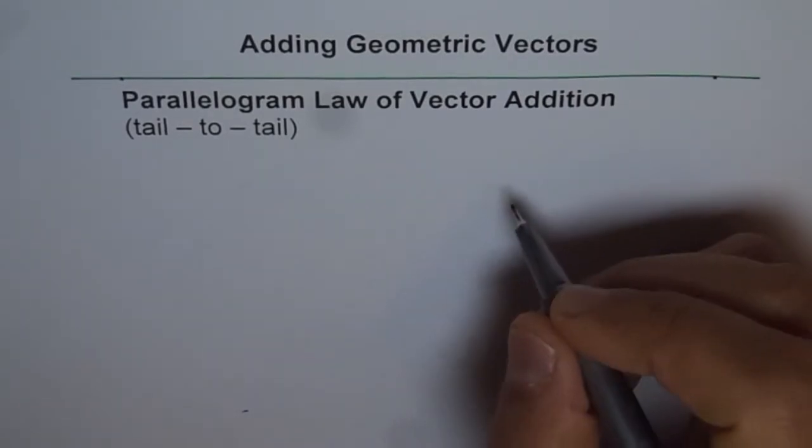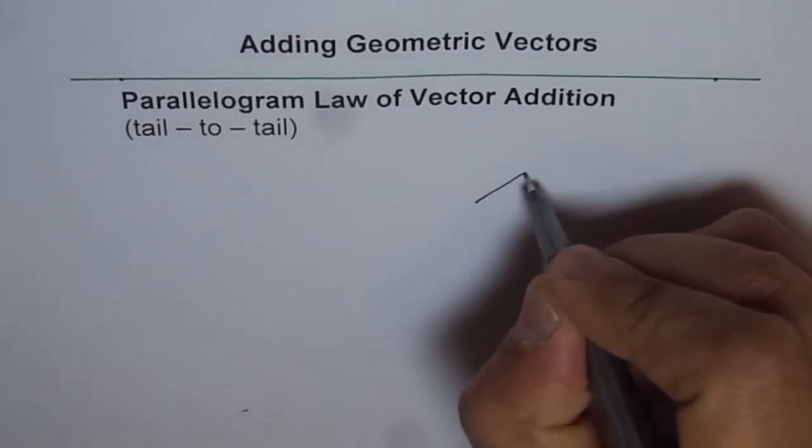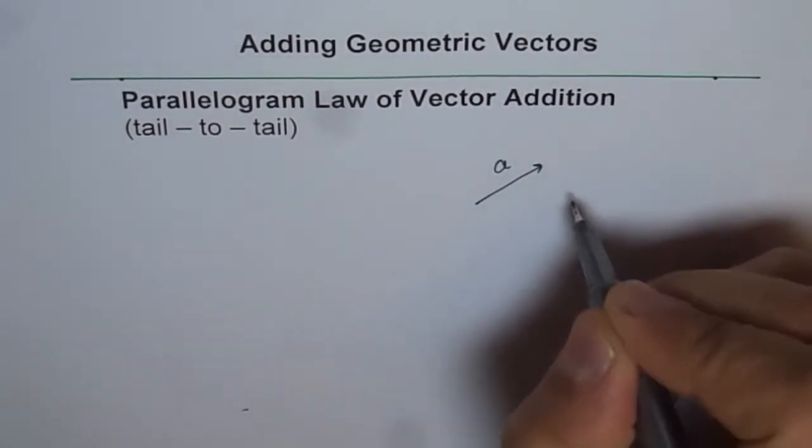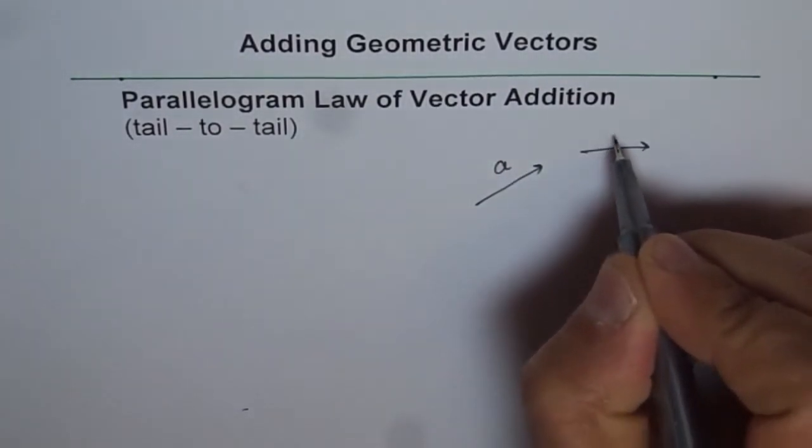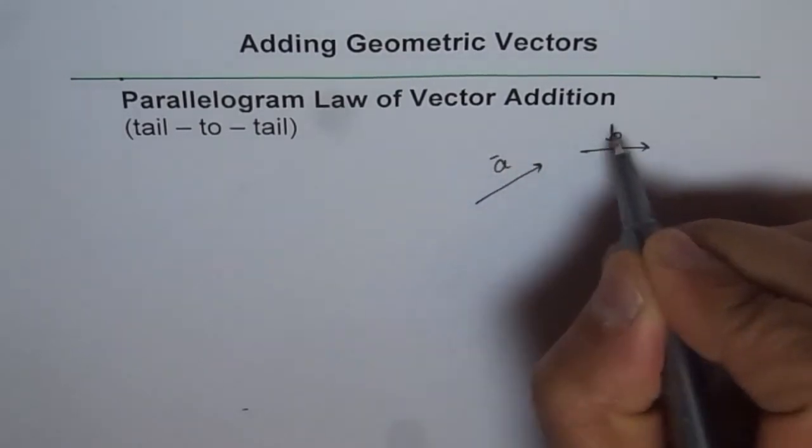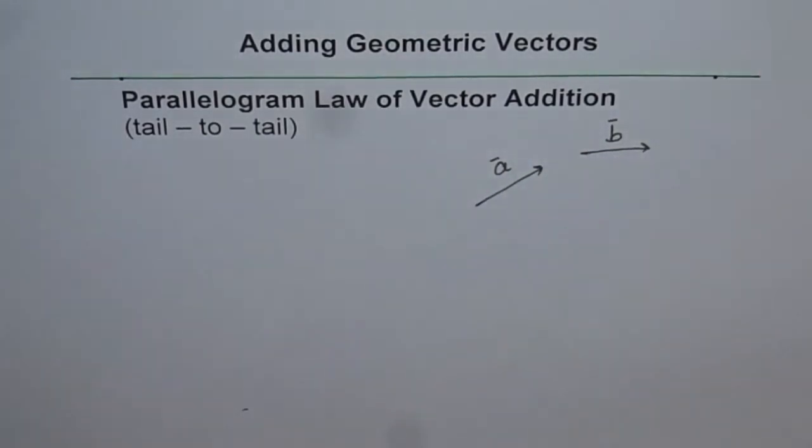Now let's try to understand how to add geometric vectors using a parallelogram, and we call it the parallelogram law of vector addition. Now let's have two vectors. Let me draw any two vectors here. Let's say this is my vector A, and let's say this is my vector B. So these are my two vectors A and B.